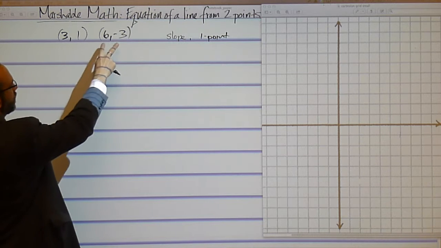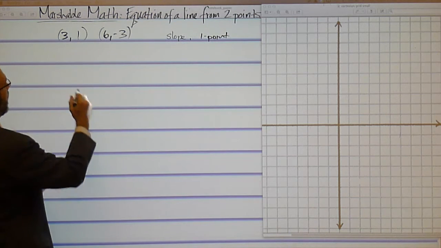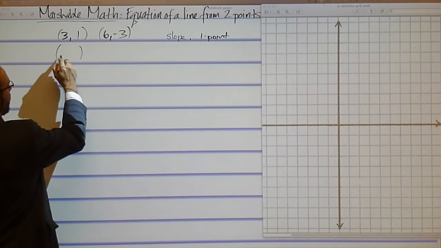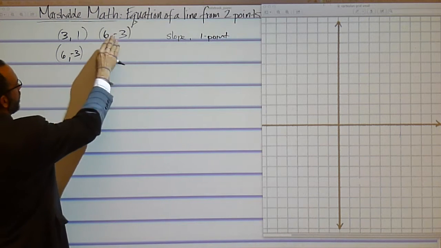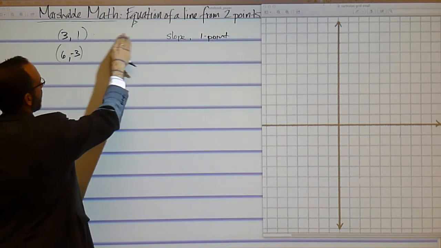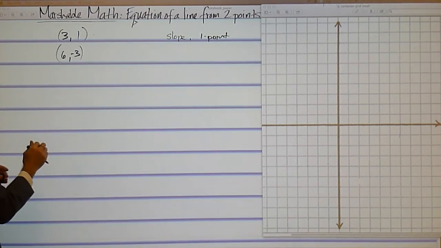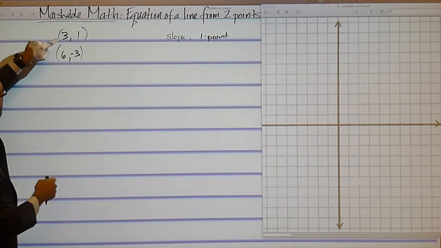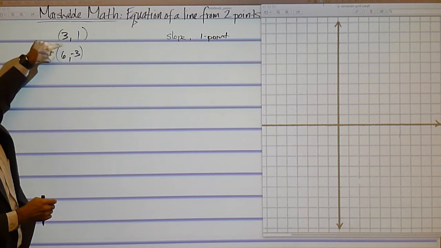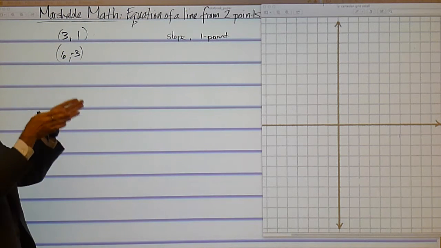I like to take the 2 points, if they're integers, if they're whole numbers, and I like to stack them on top of each other. So I'll call this one (6, -3), and notice I'm just writing it underneath here. What that allows me to do is just a little simple math. If you can track it in your mind, the reason I stack these is because I like the x values and the y values to be kind of in the same column.